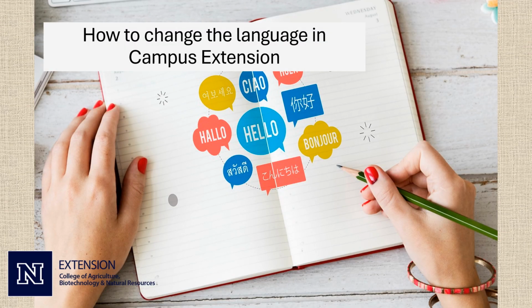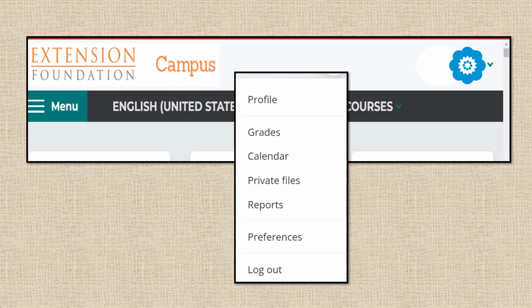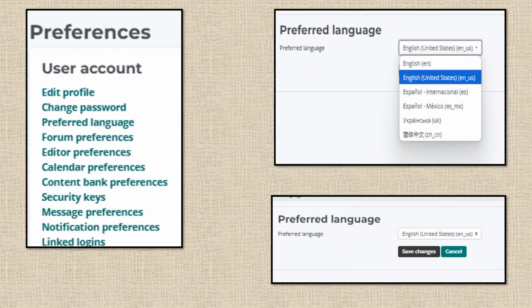This is a tutorial describing how to change the language in Campus Extension. Log into Campus Extension and then click on the down arrow next to your name or photo in the upper right corner. Click on Preferences. A new window will open for setting preferences in the user account.